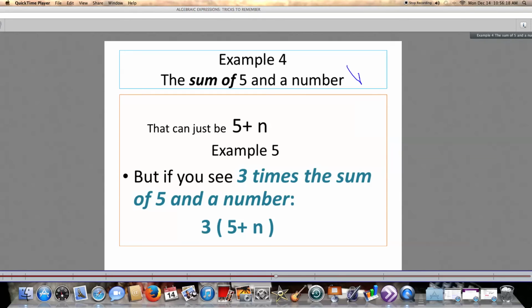If I have the sum of 5 and a number, then I'm just going to leave it 5 plus n. But if you see 3 times the sum of 5 and a number, it's a longer phrase. So you're going to say to yourself, all right, 3 times means multiply. The sum of means parentheses right away. And whatever's next is what goes in the parentheses, 5 and a number. So that's what's inside the parentheses.